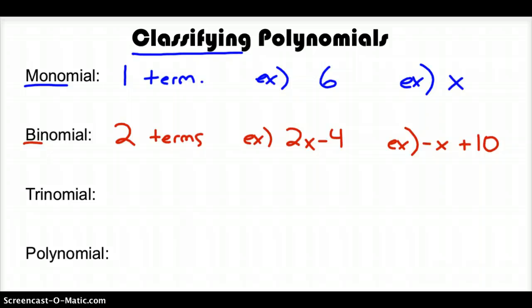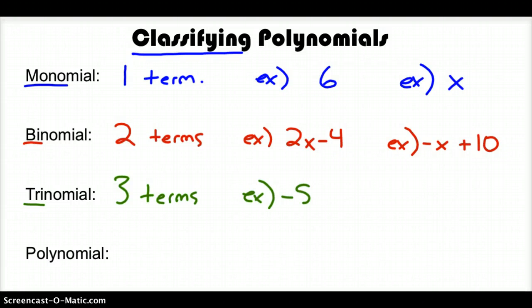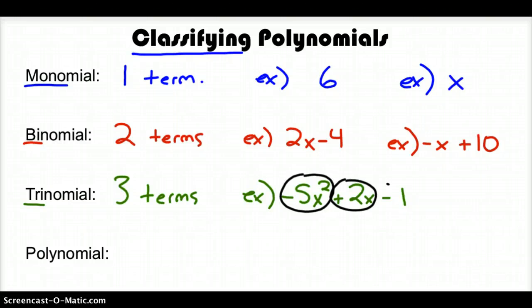At this point, you probably understand, well, tri means 3, tricycle means 3 tires, so trinomial is going to mean 3 terms. So remember, an example of a trinomial would be something like negative 5x squared plus 2x minus 1. Again, we look at this and see that there are 1, 2, 3 terms. So we classify that as a trinomial.